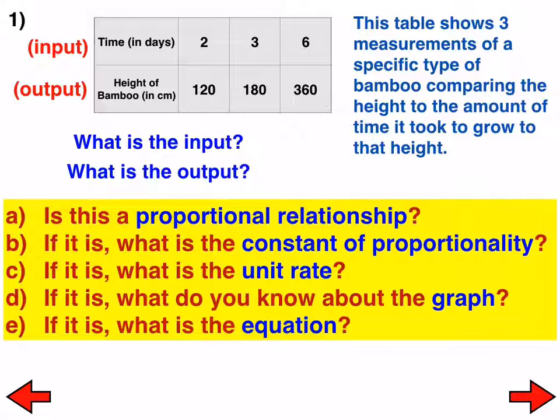Now, if it's not a proportional relationship, then there is no constant of proportionality. And we know the graph will not be a linear situation. And if we do have a linear graph, it won't go through the origin if it's not proportional. Now, we have found that sometimes we can still use an equation. It's just not a proportional equation.